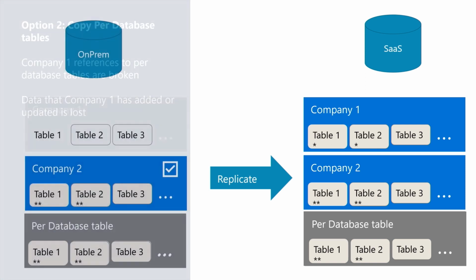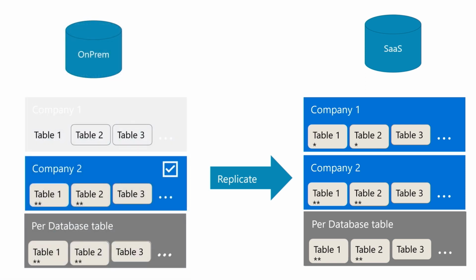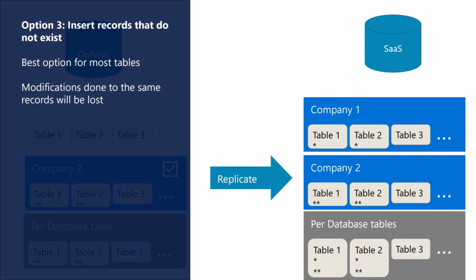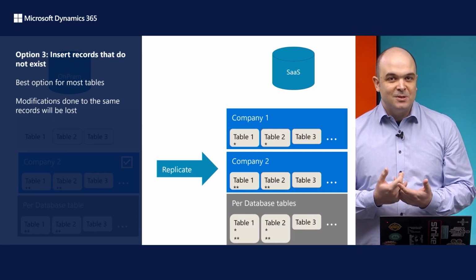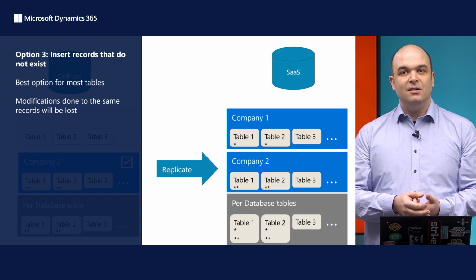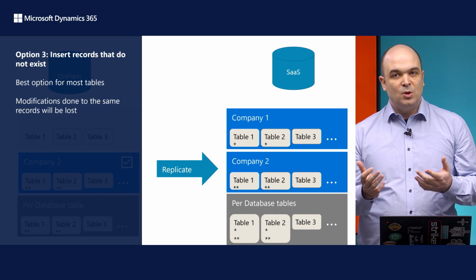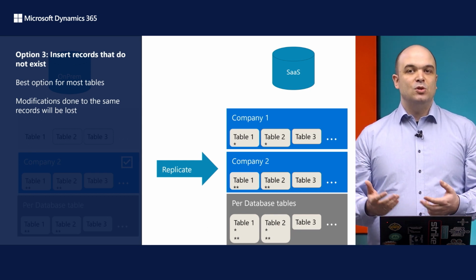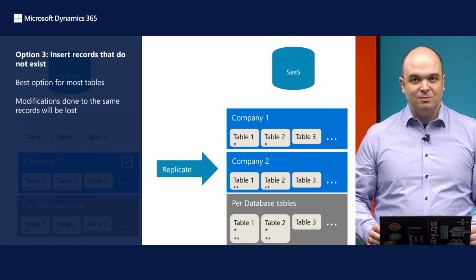The third option, which would be the best, is that we somehow merge these tables, so we add the records that are missing. However, this is not possible in all of the cases. One of the examples where this is not possible is the setup tables, which are singletons. So it's a single record that is there. And it can also happen that company 1 and company 2 have modified the same record. Thus, we need to do some kind of conflict resolution.